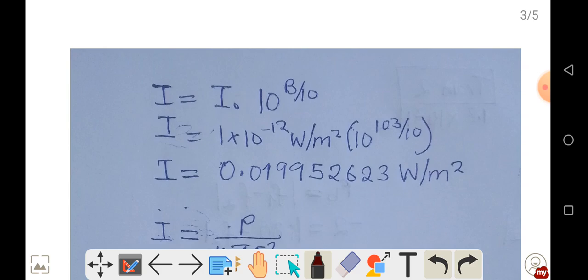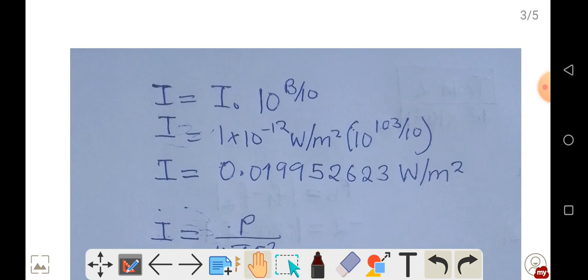So all this information we've gathered will be substituted in this formula. The decibel level we've been given is 103, and we have substituted it like this here. When you punch this on a calculator, you get the intensity to be 0.019952623 watts per meter squared. So that's the intensity for the intensity level of 103 we've been given. Intensity level is just the same as the decibel level. So we have calculated the intensity of these sounds.